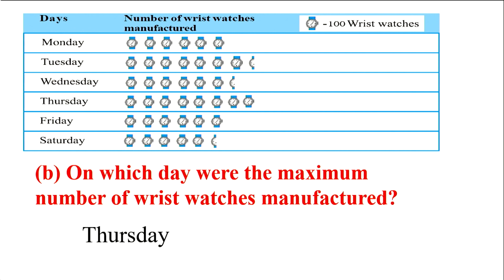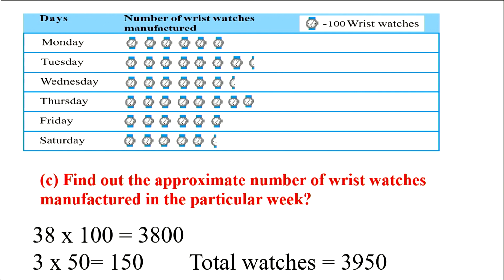Now, come to the next question: on which day were the maximum number of wristwatches manufactured? After seeing the picture, we come to know that on Thursday the maximum number of watches were manufactured. And find the approximate number of wristwatches manufactured in a particular week.